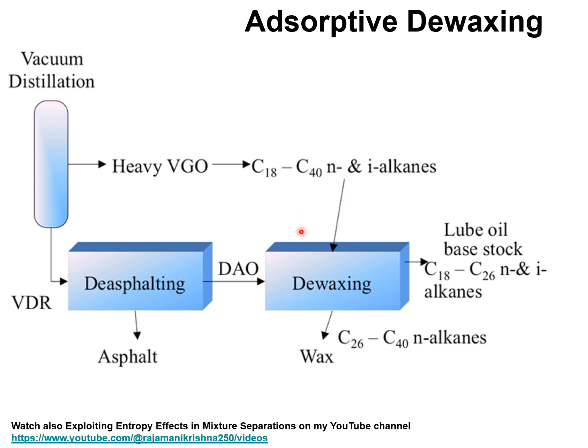There are basically two technologies for dewaxing: solvent dewaxing and catalytic dewaxing. Today, I offer the concept of adsorptive dewaxing that relies on entropy effects to exclude the longer chain alkanes while selectively adsorbing the shorter alkanes.